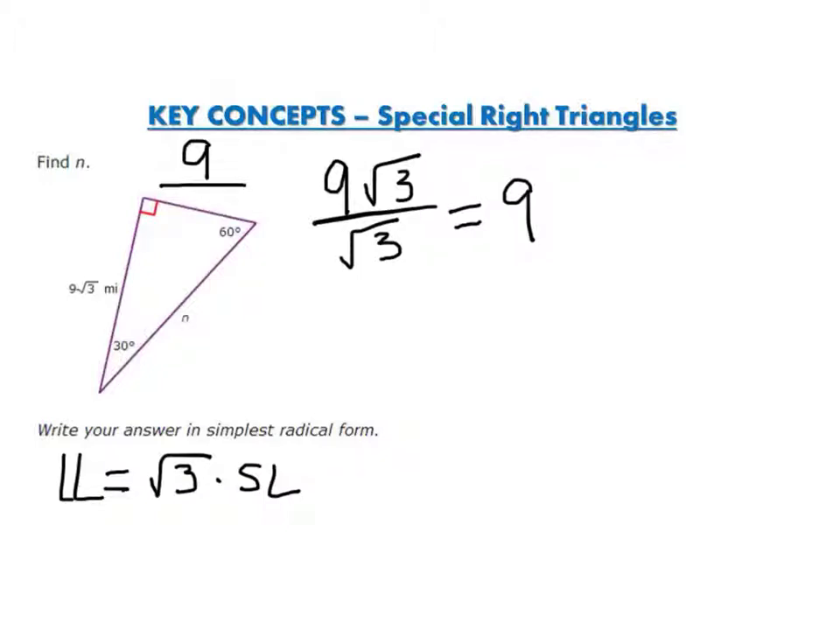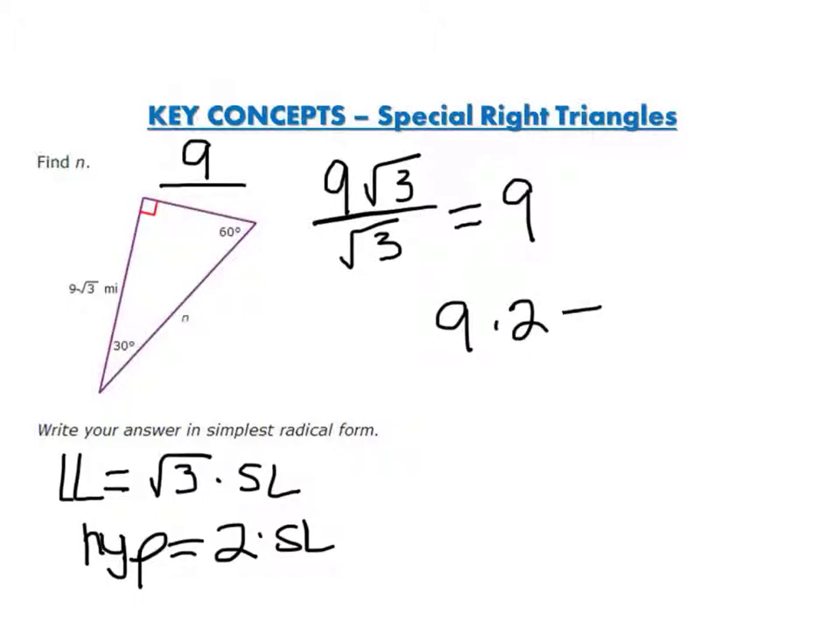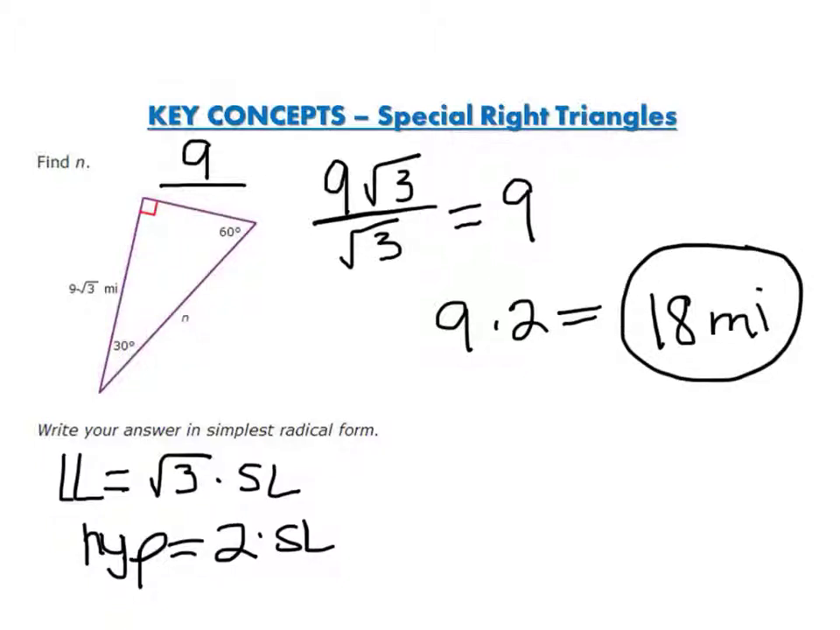To find the hypotenuse, I'm told to take 2 times the short leg. So I take 9 times 2, and I get 18. So the length of the hypotenuse is 18 miles long.